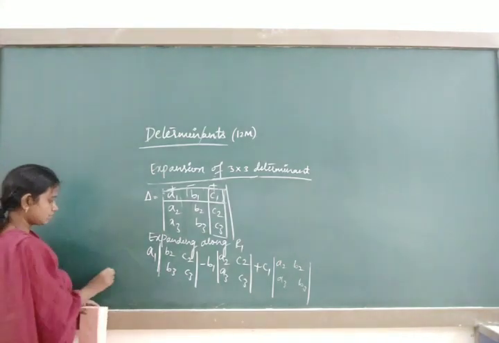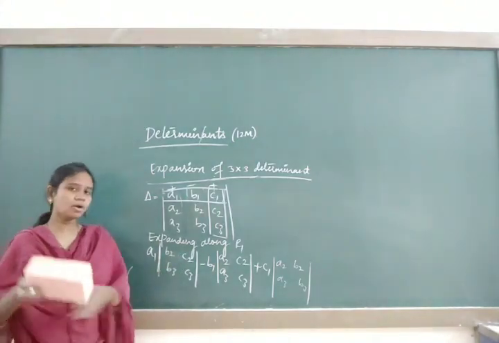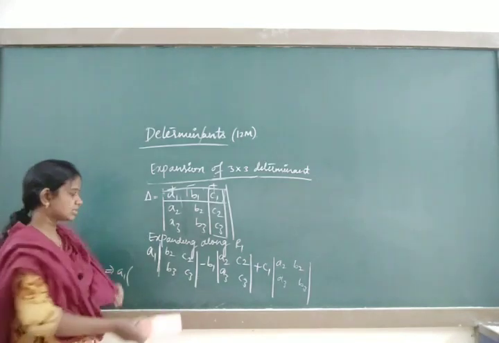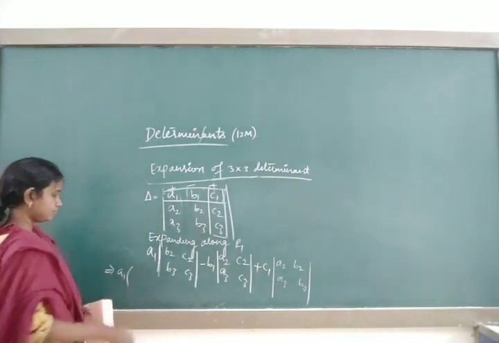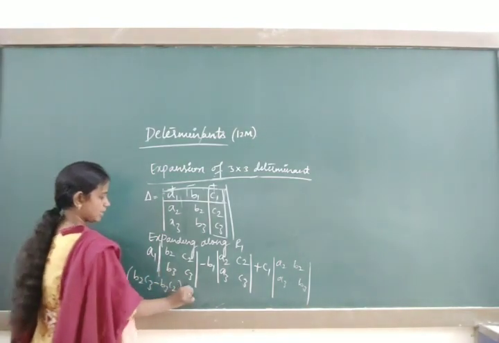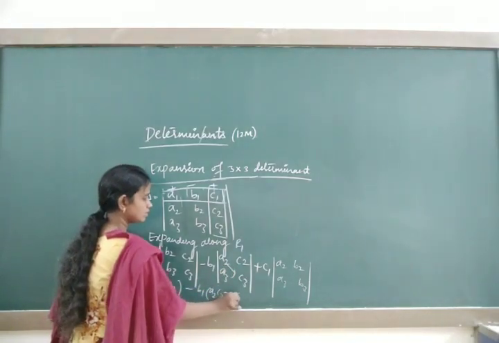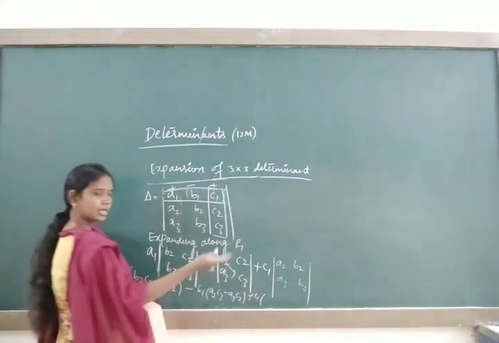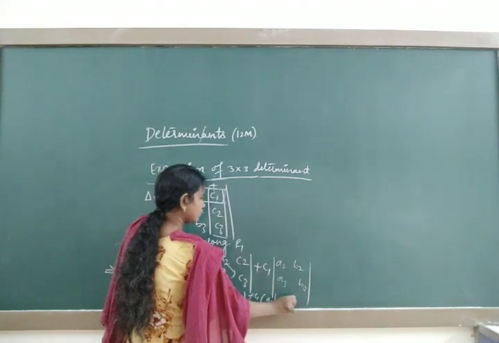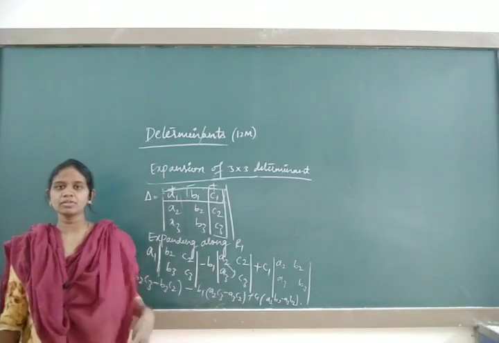Okay. Now this implies A1 times the 2 cross 2 determinant expansion. You already know how to expand a 2 cross 2 determinant. It is multiplying the primary diagonal. Which is the primary diagonal? B2 C3 minus B3 C2, minus B1 of this one, A2 C3 minus A3 C2, plus C1 of that one, A2 B3 minus A3 B2. So in this way you have to expand the 3 cross 3 determinant.